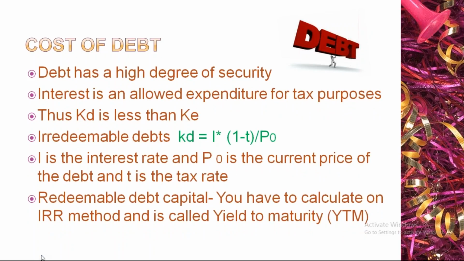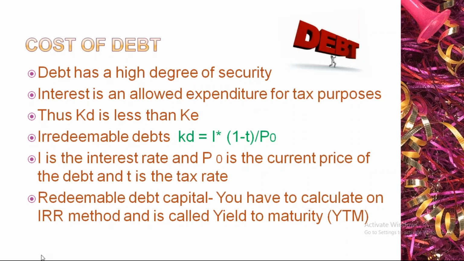The cost of debt, as we said, has a very high degree of security. Interest is an allowed expenditure for tax purposes, and therefore cost of debt is less than cost of equity. Two reasons: because of the lower riskiness, and also because of the tax deductibility. As I said, there are 2 kinds of debts we discussed: irredeemable debts and redeemable debts, but technically all debts are redeemable. Irredeemable debt is only a technical name.